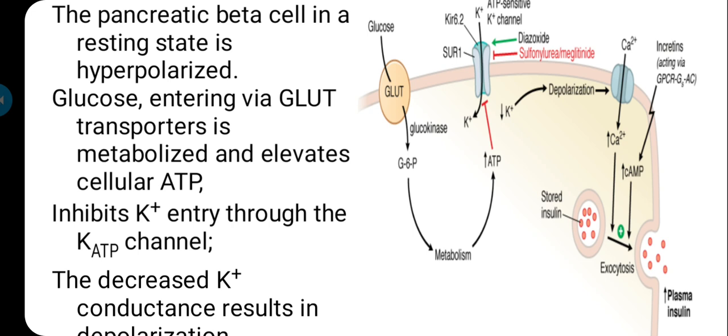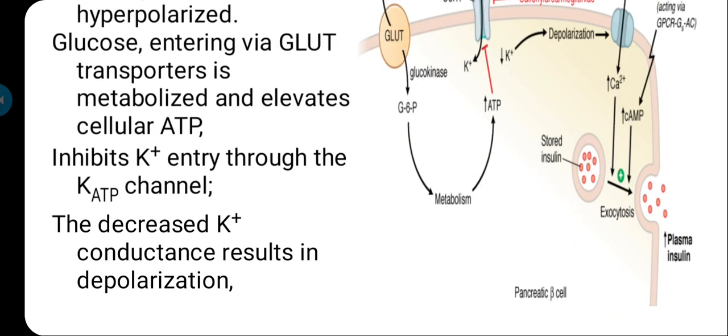Incretins also act via the G protein coupled receptor, they increase the cyclic AMP, and they also help in the release of the stored insulin from the pancreatic beta cell. So this is the effect of glucose entry into the pancreatic beta cell. When there is increased glucose, there is more ATP generation. That means potassium channels are inhibited, the cell is more depolarized, there is more calcium influx, and there is more exocytosis of the stored insulin from the pancreatic beta cell.